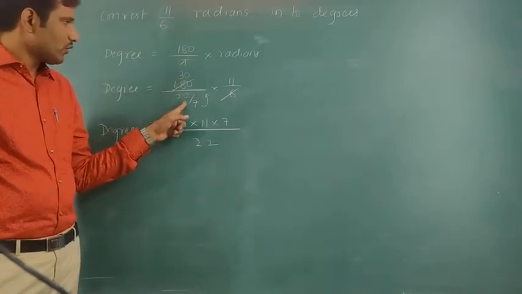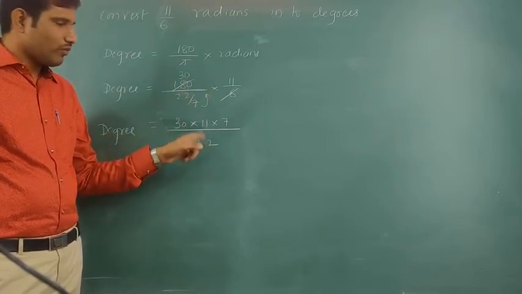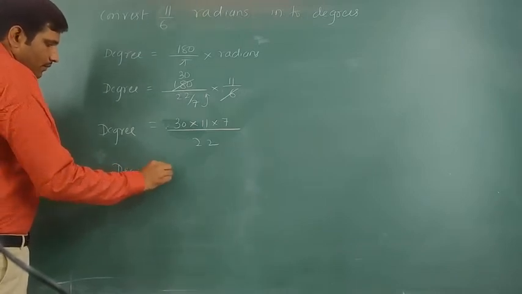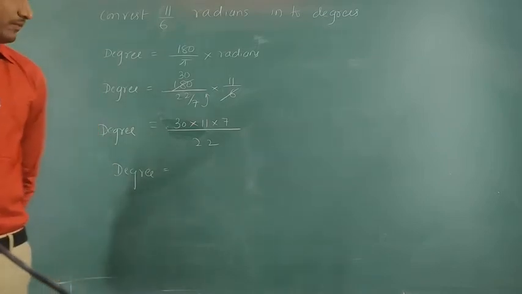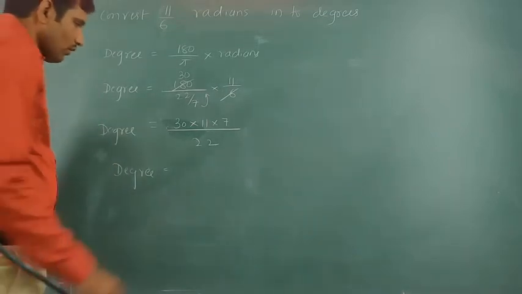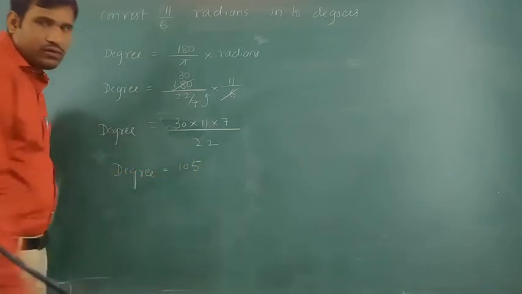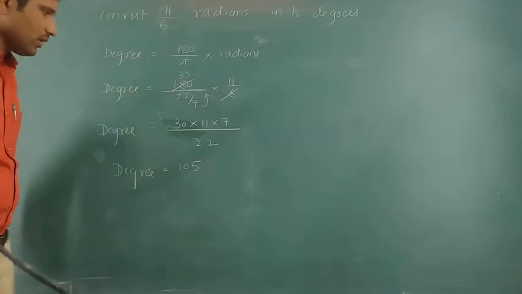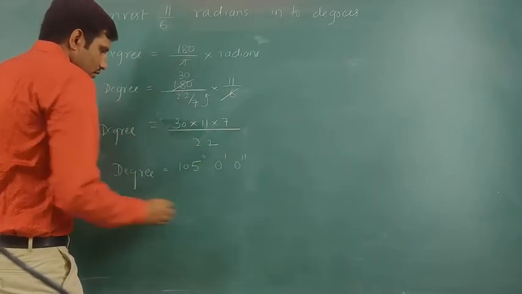180 by pi is 22 by 7 into 11 by 6; 6 ones are 6, 30s are 180. So 30 into 11 into 7 by 22. Tell me the answer in calculator. It is 105. Is it a whole number? There is no fractional part. Then this is the answer: 105 degree, 0 minutes, 0 seconds.